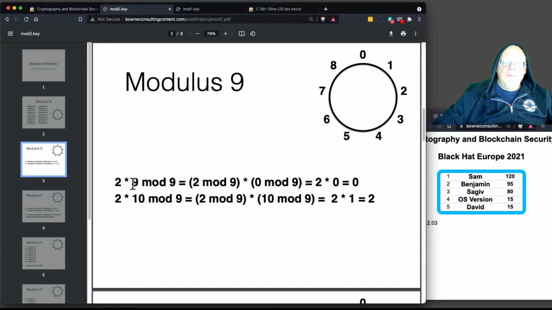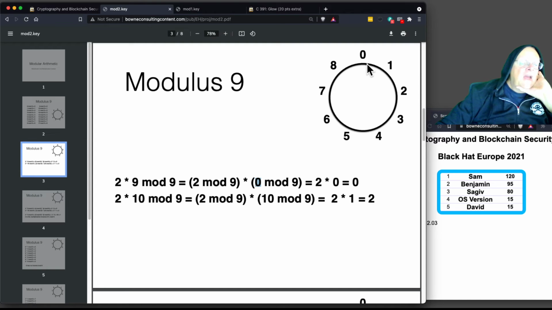So you can do it. You can also separate them. 2 mod 9 times 9 mod 9, that's 0. 2 times 10 mod 9 is 2 mod 9 times 10 mod 9. So this is 1. So that's 2. All right. So you can do multiplication on a modular scale.